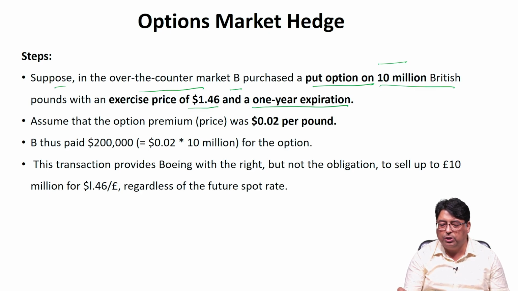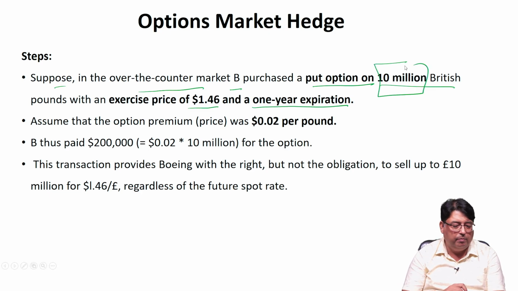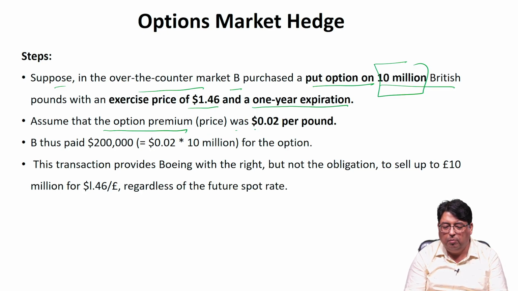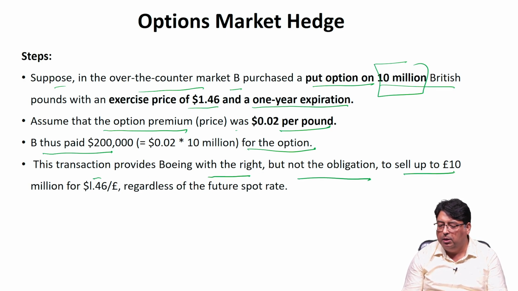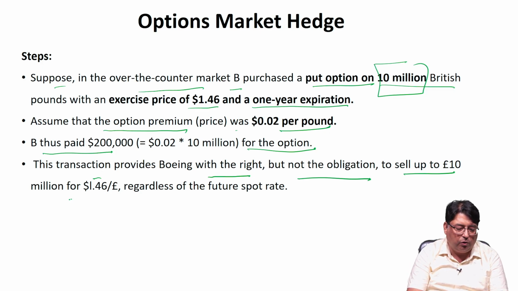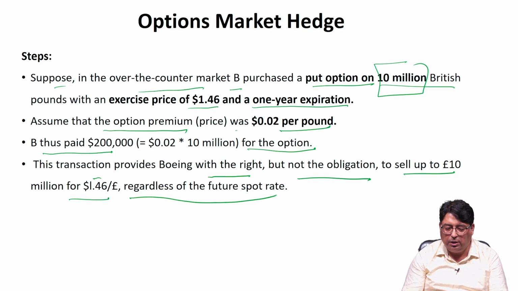So, an option to sell 10 million British pounds. Assume that the option premium price was $0.02 per pound. So, it means Boeing thus paid $2 lakh for the option. This transaction provides Boeing with the right but not the obligation to sell 10 million pounds for this much of dollars, regardless of the future spot rate.